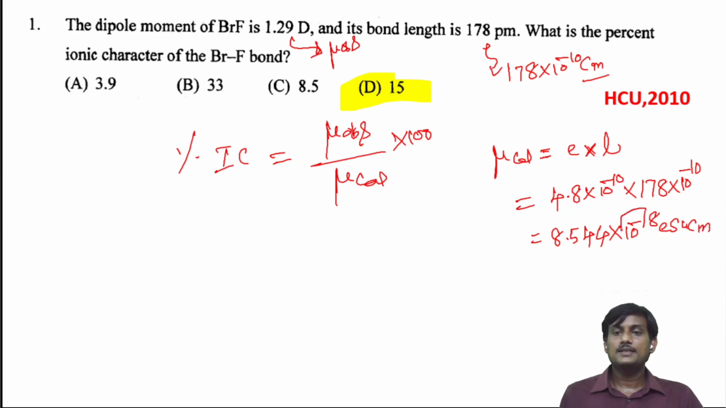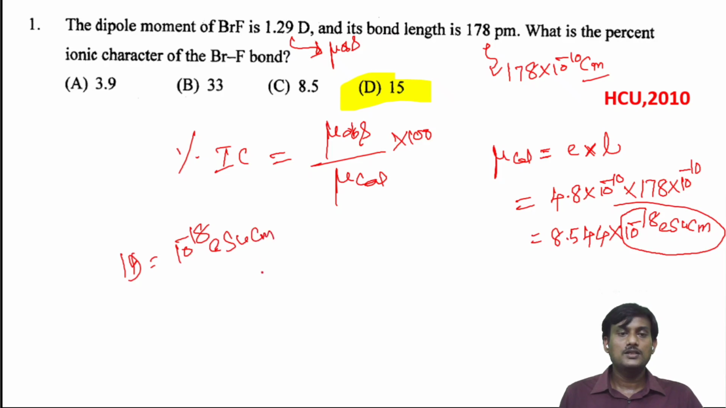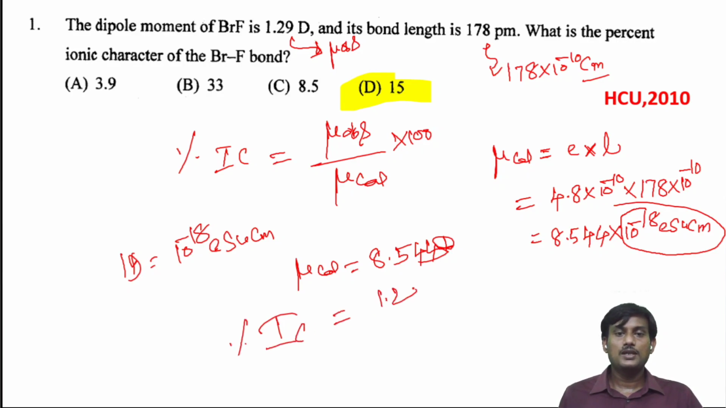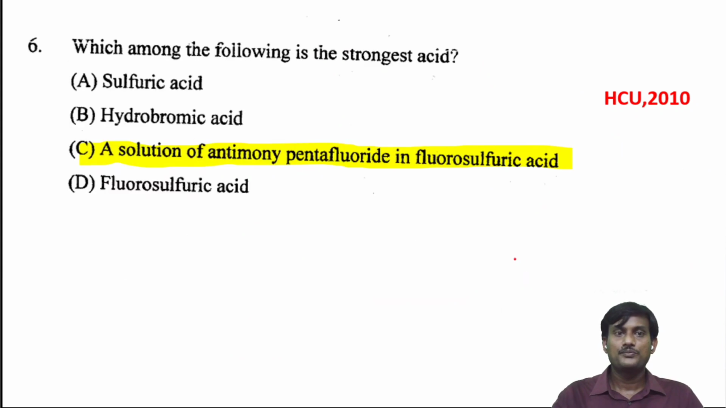10 to the power of minus 18 ESU centimeter will be equal to 1 D. 1 D is equal to 10 to the power of minus 18 ESU centimeter. So mu calculated will be equal to 8.544 D. So percentage of ionic character will be equal to 1.29 divided by 8.544 into 100, which is nearly equal to 15%.